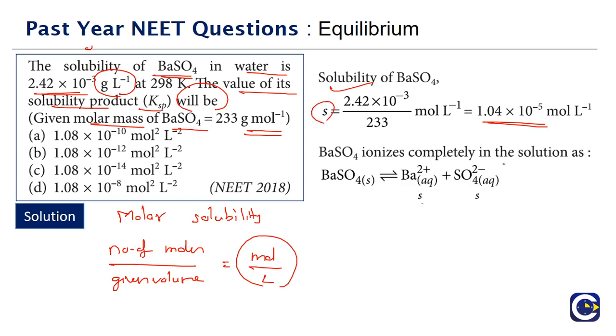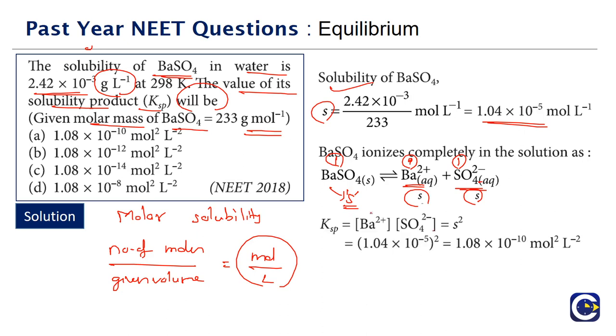So if you look at BaSO4, how does it ionize? It will ionize completely to give Ba2 plus ions and SO4 2 minus. Every one barium sulfate will be giving us one barium 2 plus ion and one sulfate ion. If the molar solubility is S, the concentration of barium 2 plus ions will be S. Concentration of sulfate ions also will be equal to S. And we have to find the KSP value, right? What is the KSP formula?